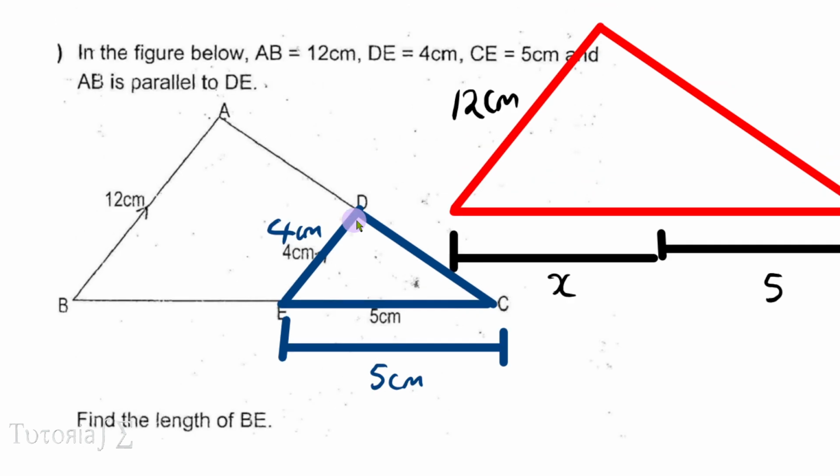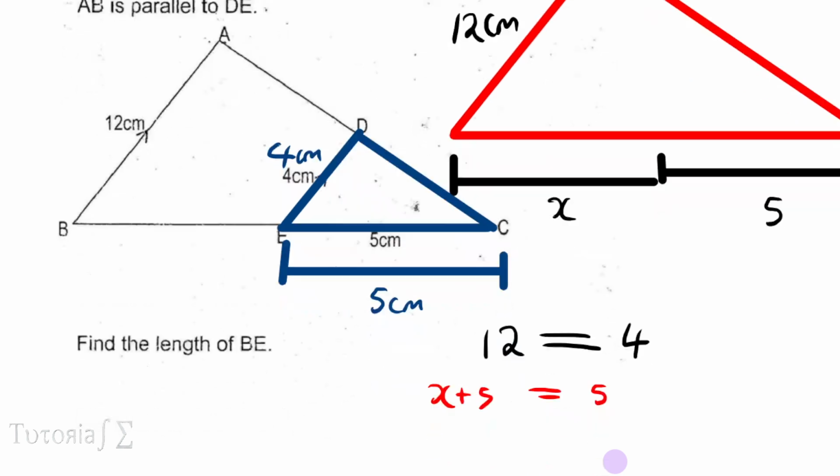So you see that this side is similar to this. So you just say 12 from the big triangle is similar to 4. Then from the big triangle we have x plus 5. So this length here, since this is 5 and this is x, we'll say x plus 5 from the big triangle is similar to what? To 5. Okay, so you have that.